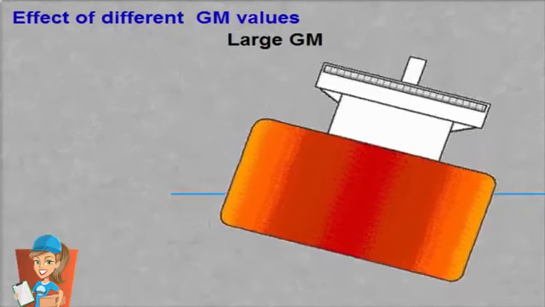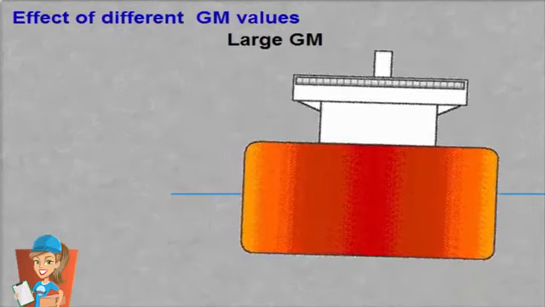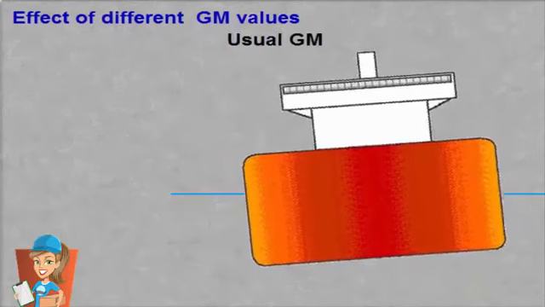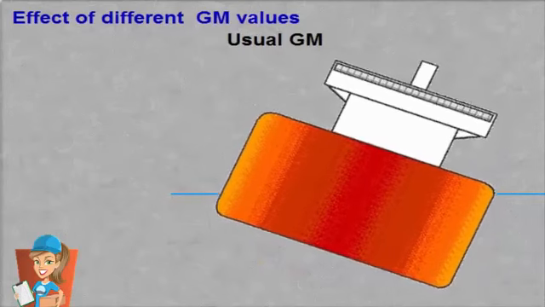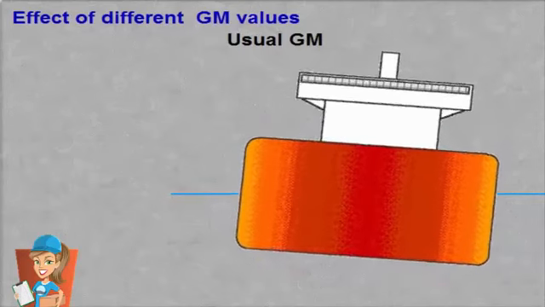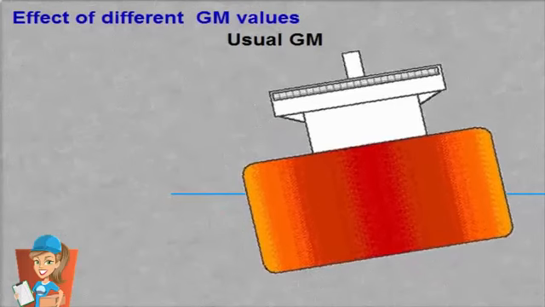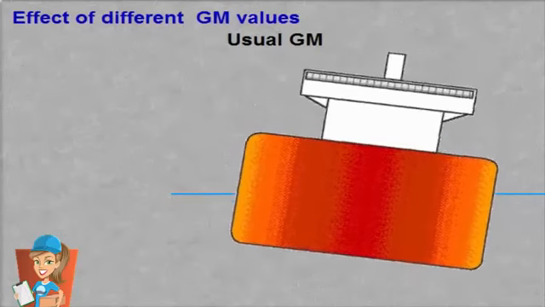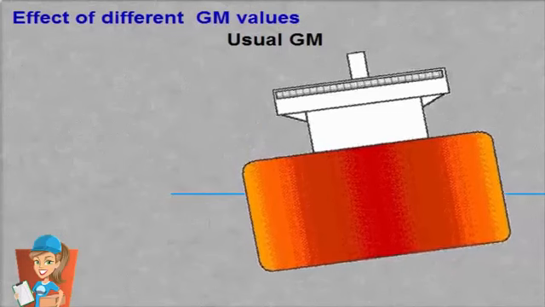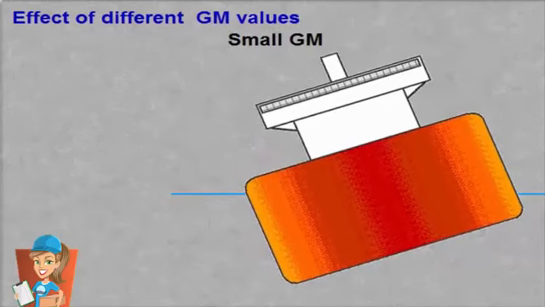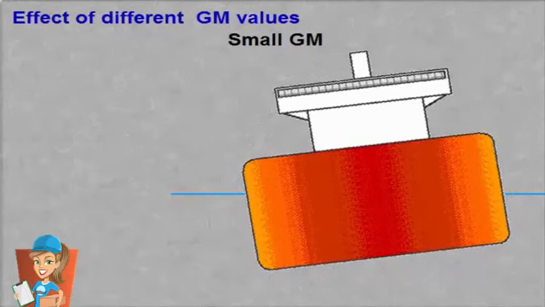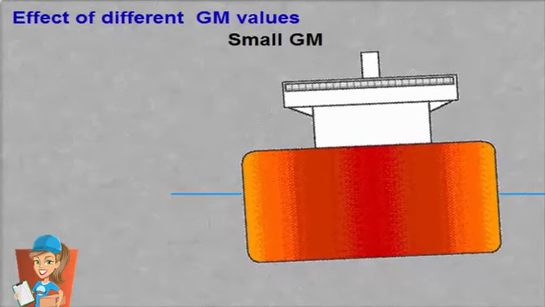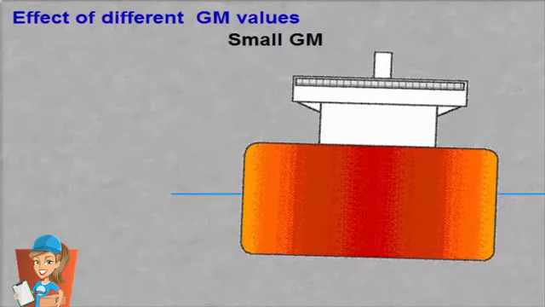A GM that isn't very high or too small causes less strain on the cargo and equipment lashings and the ship in general. The rolling is slower and the movement more gentle. A small GM will result in little strain on the cargo and equipment lashings and bulkheads. The rolling is very slow and the movement is very nice and even.